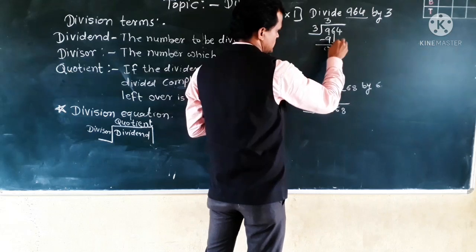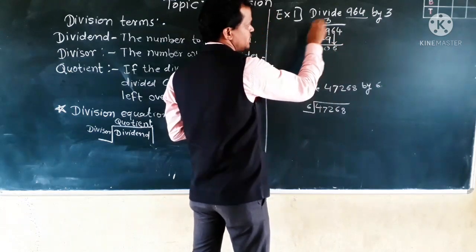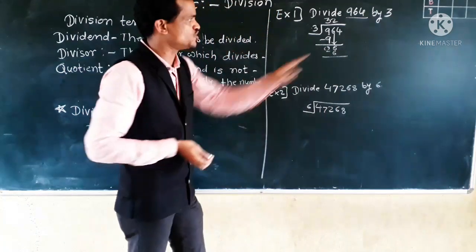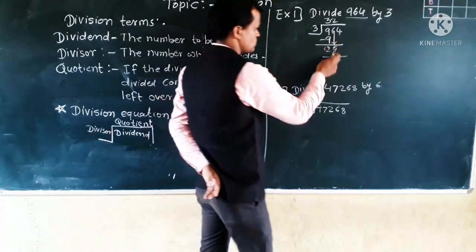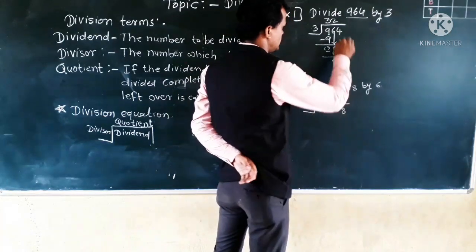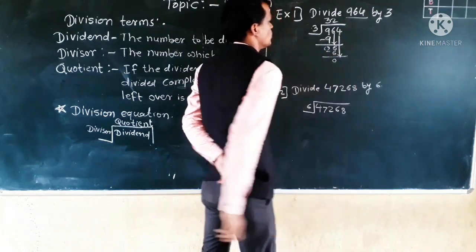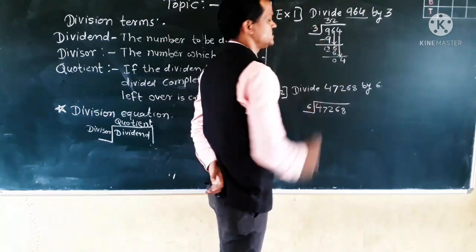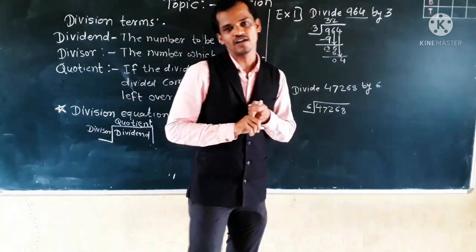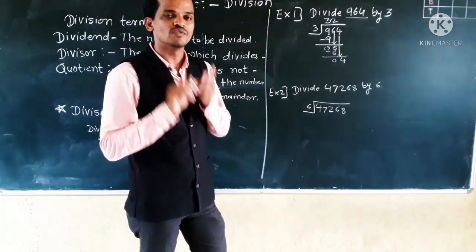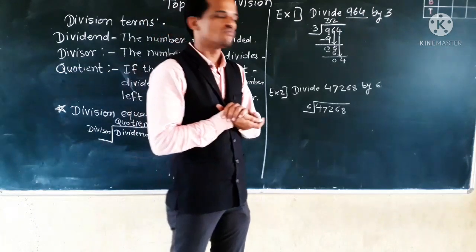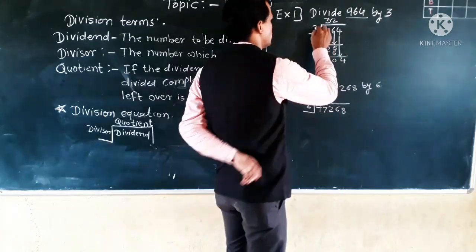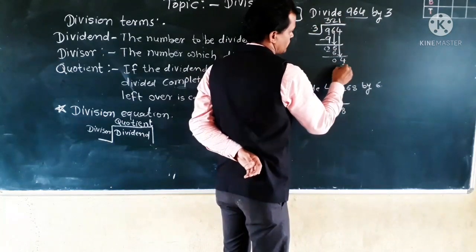Now next step, take this 6 down and divide this 6 by this 3. 3 2s are 6. In the table of 3, 6 comes at the second position. So I have written here 2 and subtract 6 from 6, 0. Then next take this 4 down. Now this 4 is not divisible by this 3 because 4 does not come in the table of 3. Okay, so which is the smaller number than 4 that comes in the table of 3? That is 3 only. 3 1s are 3. So write here 3 1s are 3.